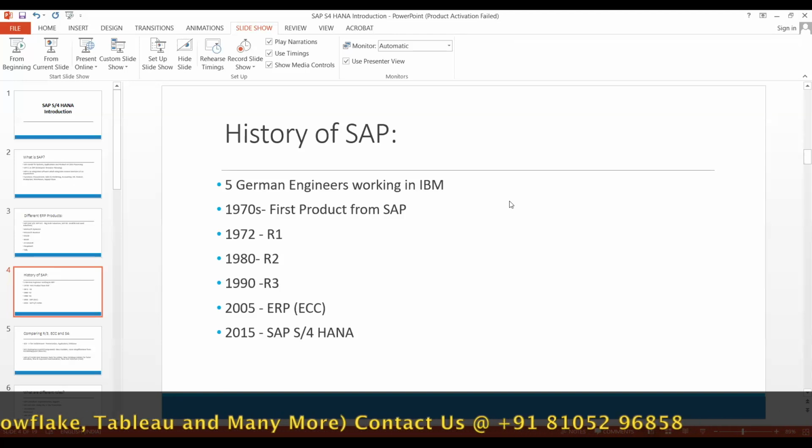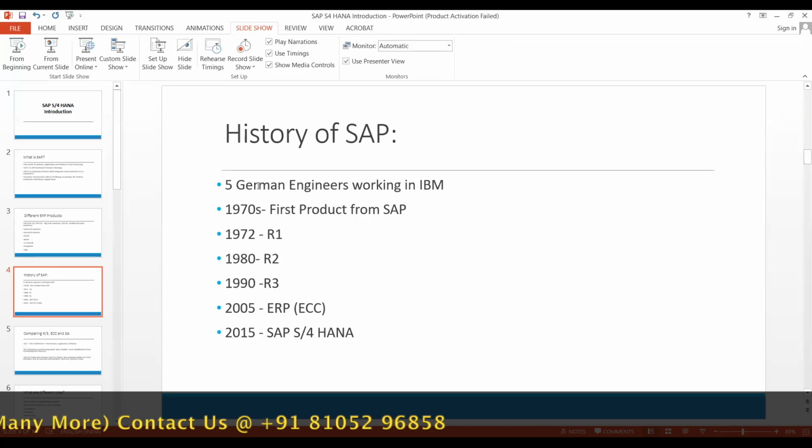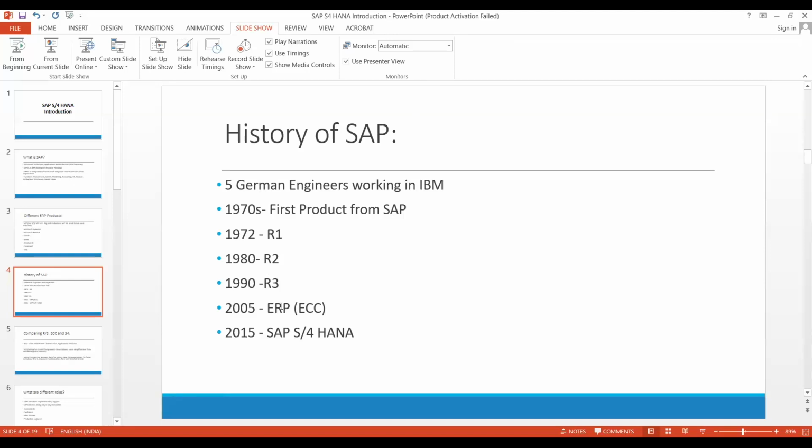Okay, thank you. So we have seen the history of SAP, and in detail we have seen R1, R2, R3, and what SAP S4 HANA is, and how these releases have taken place from that time till now. So this is the history of SAP starting from 1970, 72 till now, the releases that have taken place that we have gone through.